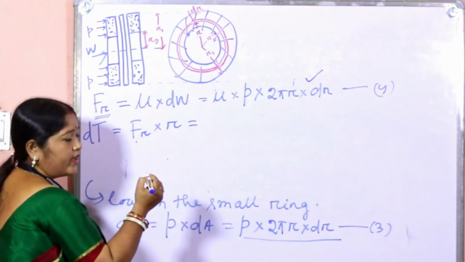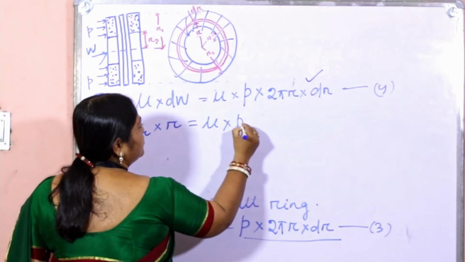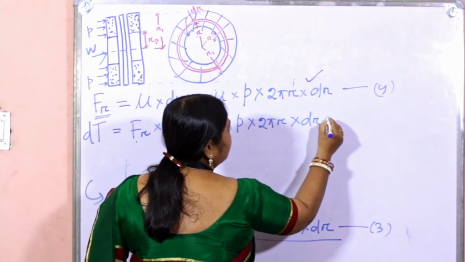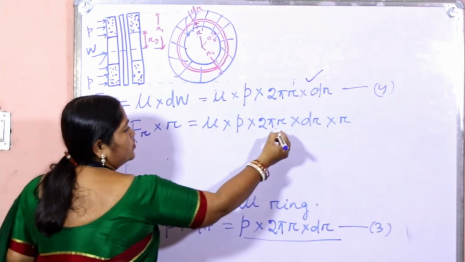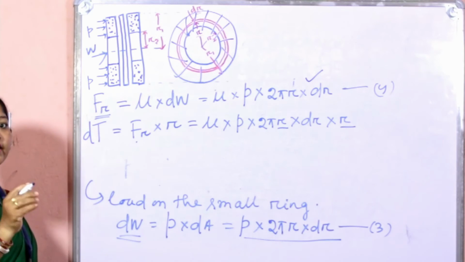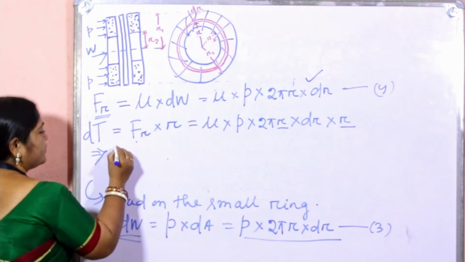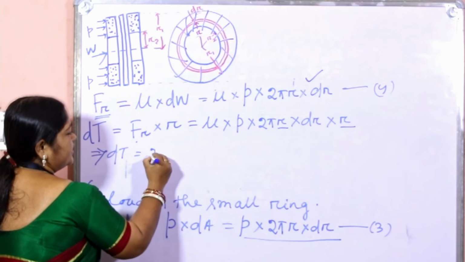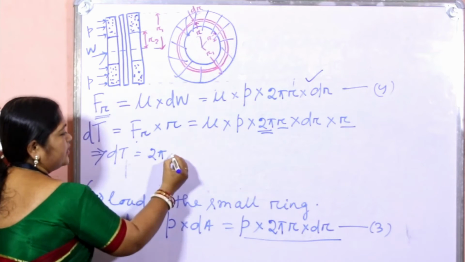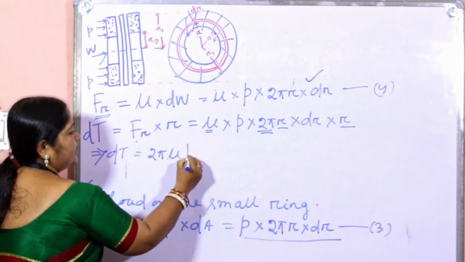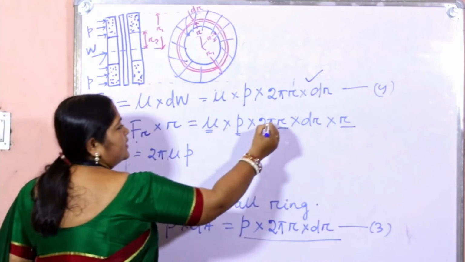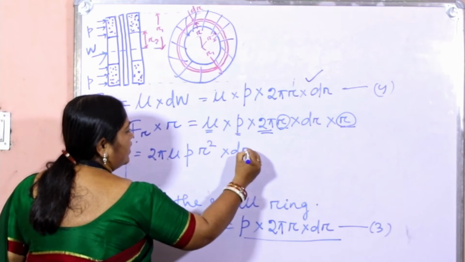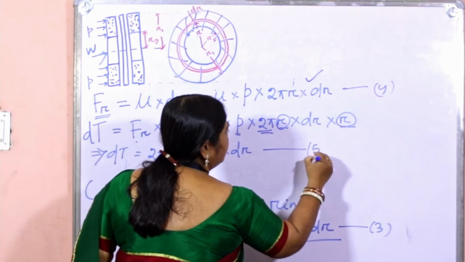So from equation number 4, I am getting Fr is equal to mu into P into 2 pi r into dr into r, right? So here multiply r into r, that is r square. So it implies that I am getting dt is equal to, just I am rearranging all the values. I am first writing 2 pi, then mu, then p, then r into r, that is r square into dr. I am taking it as equation number 5.